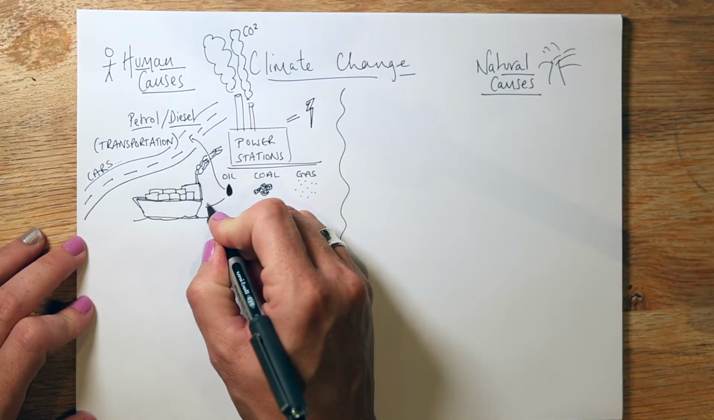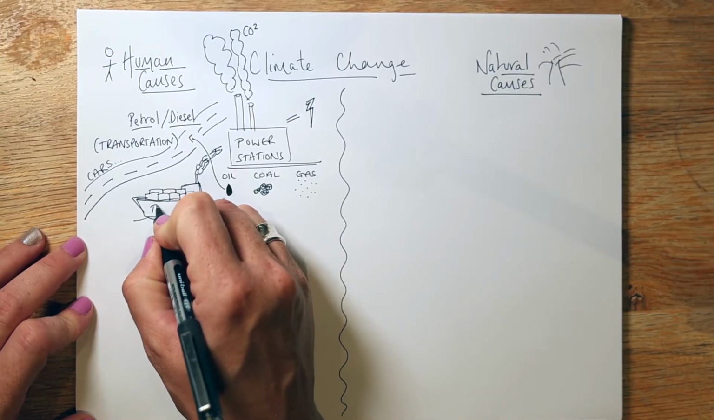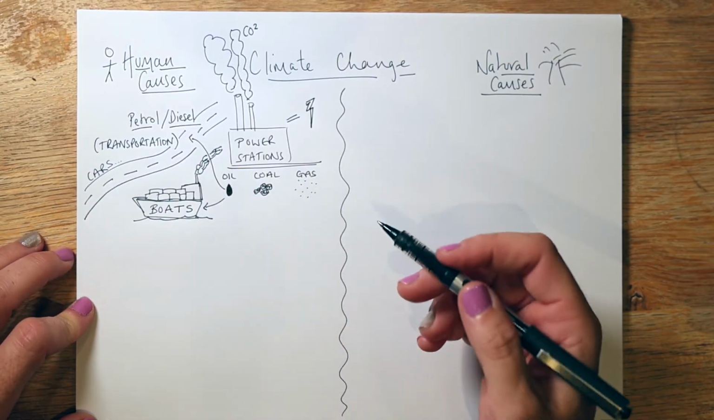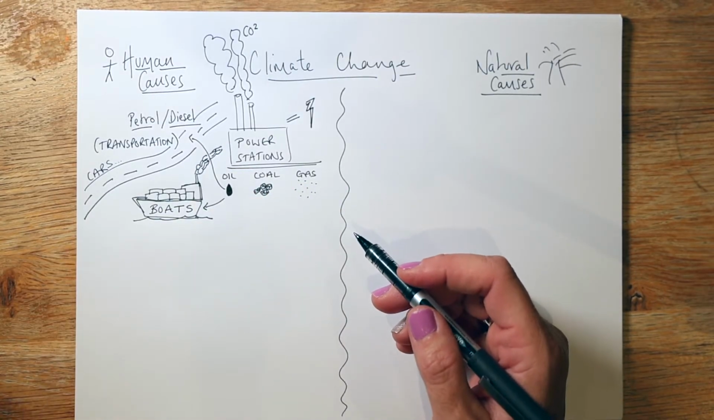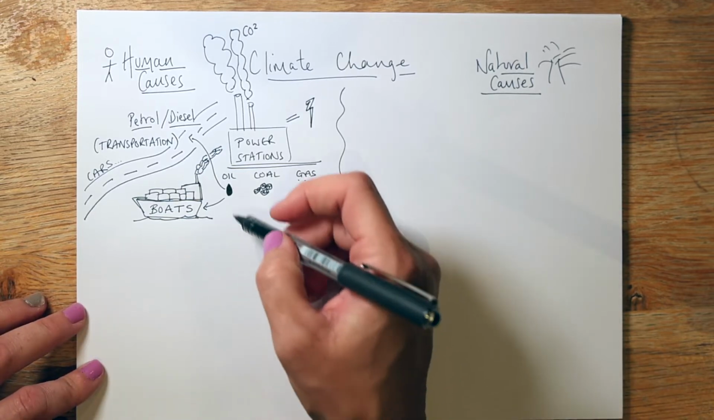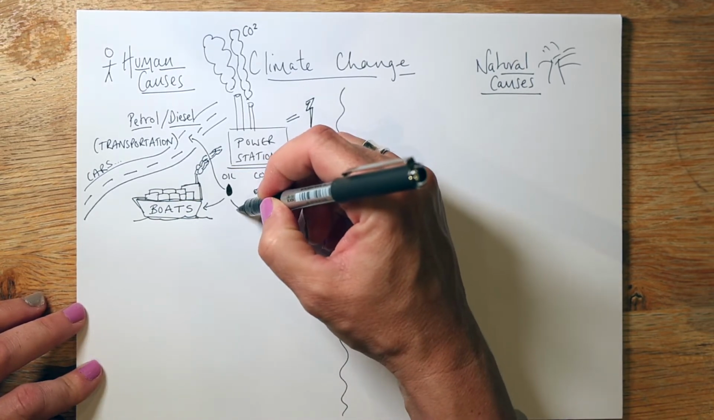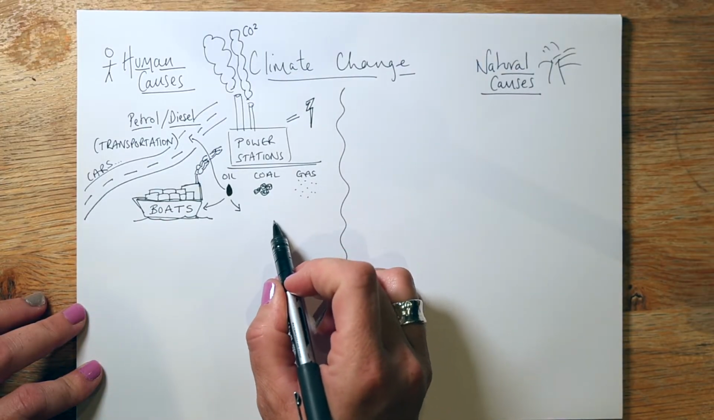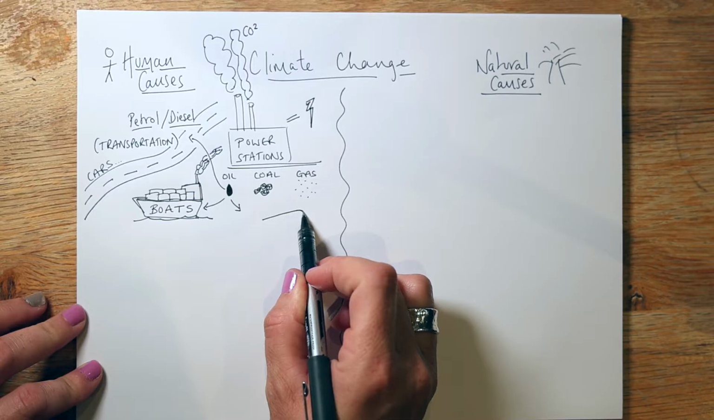So we're talking proper huge, heavy boats that are just traveling around the planet every day of the week, 24 hours a day, 7 days a week, all the time, transporting goods. And then there's one more, and I'm really bad at drawing these, but anyway, let's have a go.